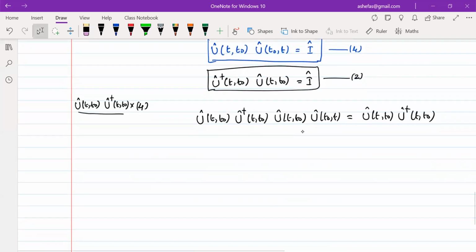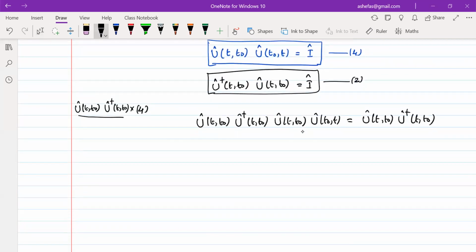Okay, now if you just look at equation number 2, this is nothing but identity. That is U dagger(t,t0) U(t,t0). So that would be identity. And hence the left side becomes U(t,t0) U(t0,t) equals U(t,t0) U dagger(t,t0).